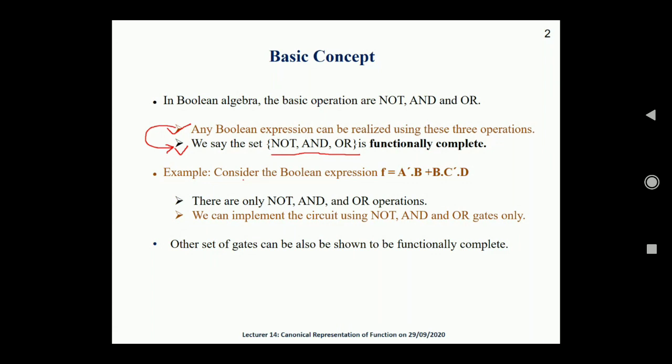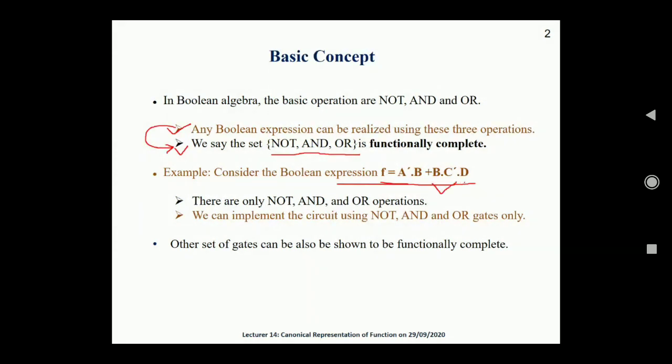Okay, suppose for example we consider one particular function, defined by four variables A, B, C, D, and we write this particular expression. And see here, when we convert it to gates, what happens? We are using the NOT gate, the OR gate, and the AND gate also. So when we use the three operations, this expression is complete.